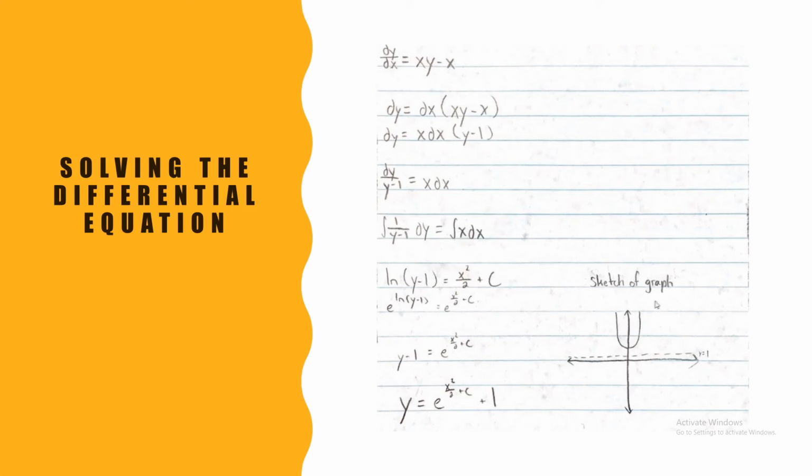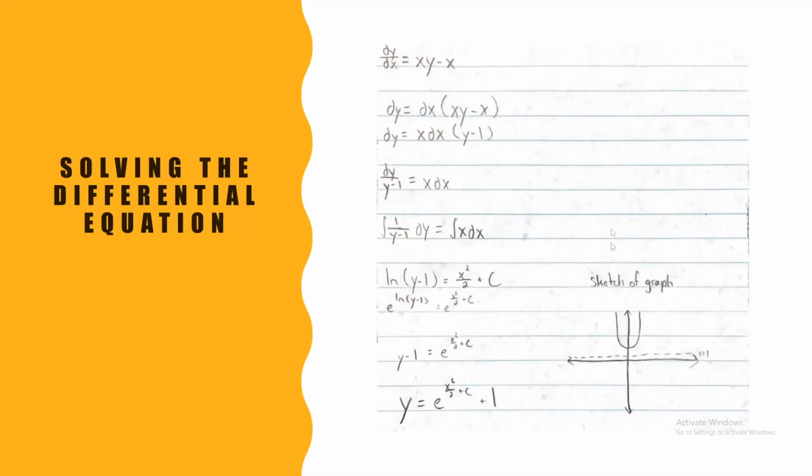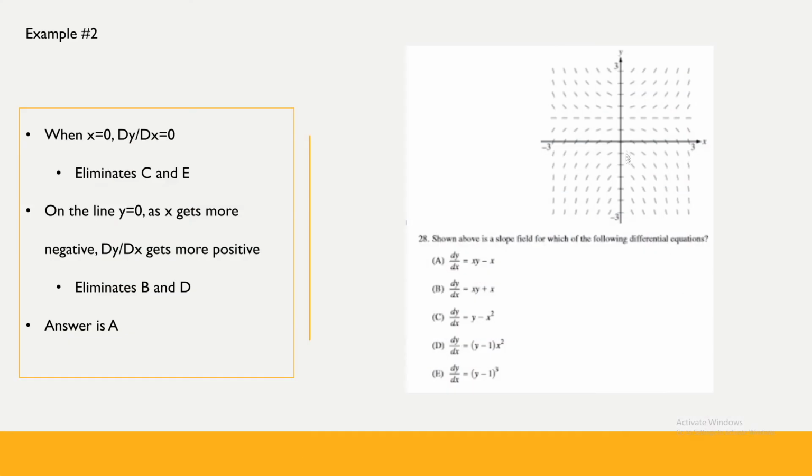So if you look at this sketch of this graph, and you look back at our slope field, you see the resemblance here. So this sketch of the graph is a potential solution to this slope field when the constant is 0.